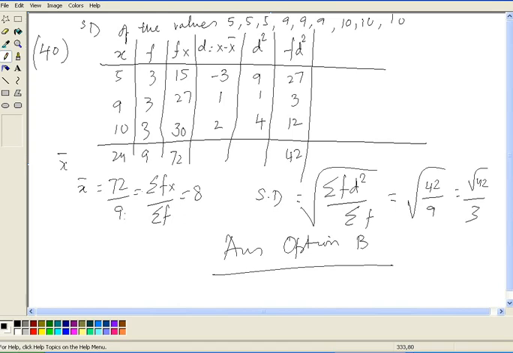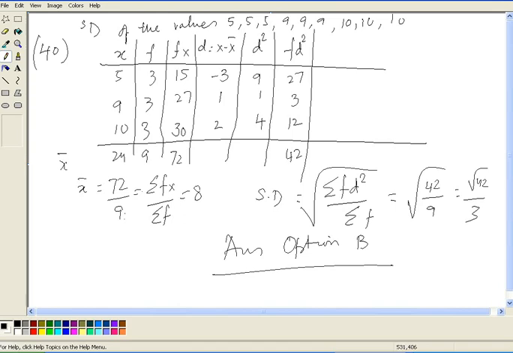Now d is the deviation from the arithmetic mean, that is x minus x bar, where x bar is 8. x is 5 means minus 3, 9 it is 1, and from 10 it is 2. So d squared would work out to 9, 1, 4, and fd squared is 27, 3 and 12.